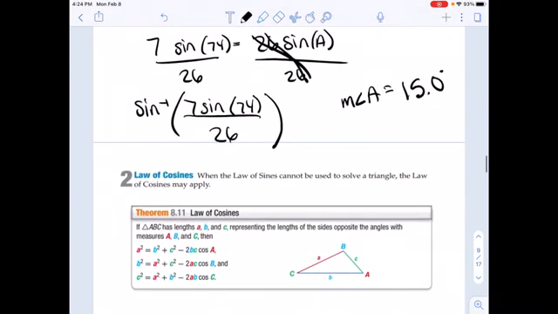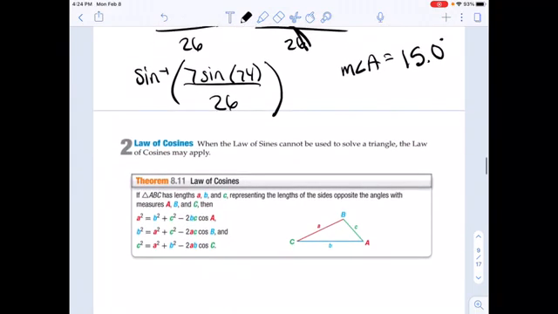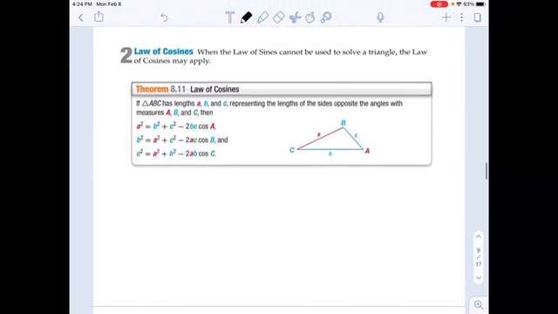Okay? Now, law of sines cannot always be used to find side lengths or angle measures. When the law of sines cannot be used, we use the law of cosines if that applies. So if ABC is a triangle with lengths a, b, and c, representing the lengths of the sides opposite the angles with measures A, B, and C, then we have these formulas. Now, they might look a little confusing. You can look at the diagram. We're going to go through them, try to figure them out together with a problem, okay?